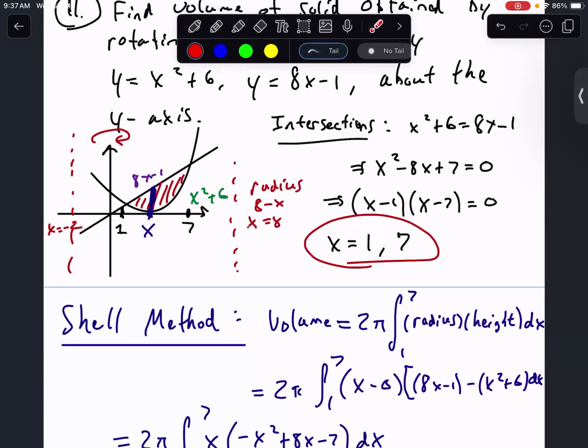Because this is 8 here, the distance from x equal to 8 to this x value is the larger number subtracted by the smaller number. So it'd be 8 minus x. It's something you have to be careful about, because it's going to change depending on your axis of rotation. It was equal to 0 just because we were rotating about the y-axis, so x is equal to 0.